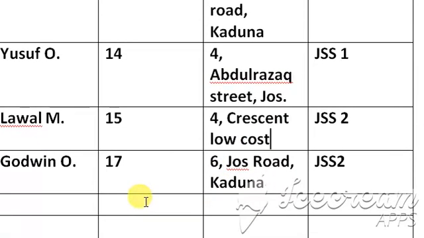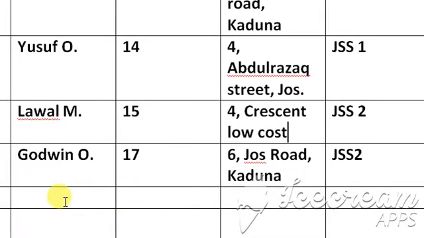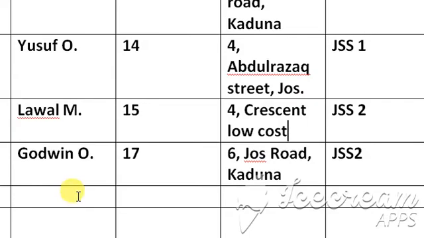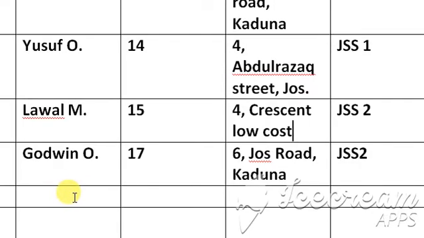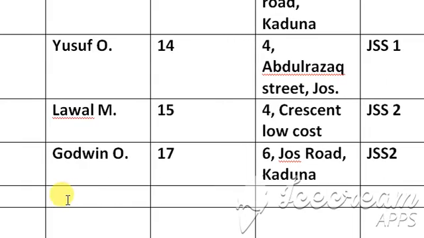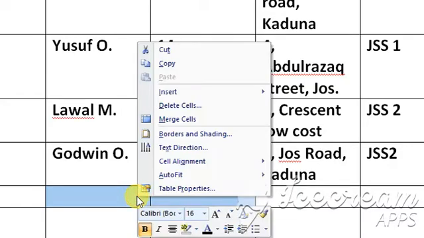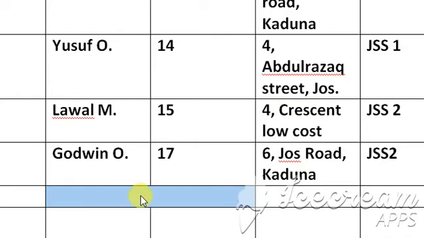I hope it's clear. Now, let's assume I would like to merge a cell. Let's assume I would like to merge these two cells. I'll click on the cell, press down my shift arrow, then my right arrow. I would like to merge these two cells. Then I'll right click, then click on merge, then to merge the cells together.